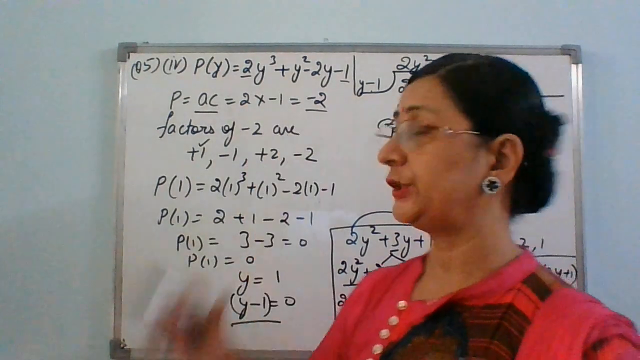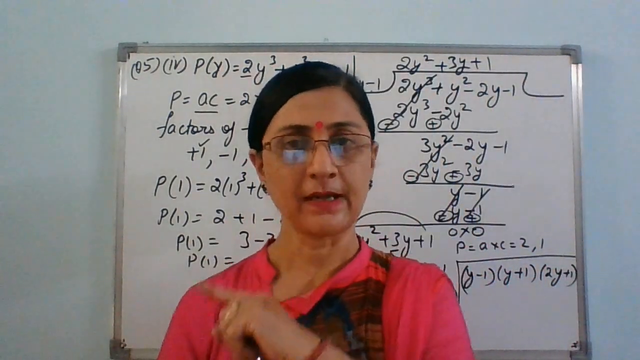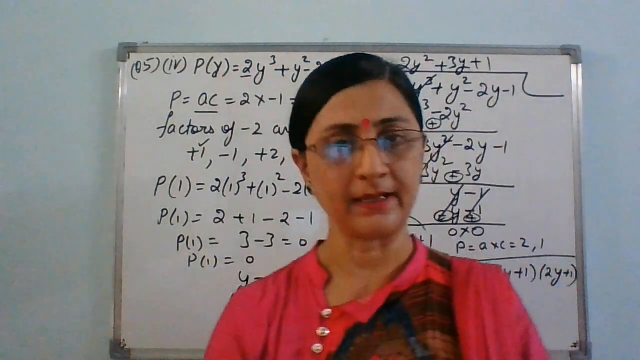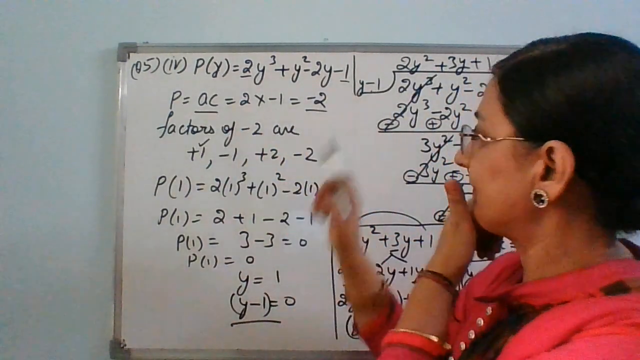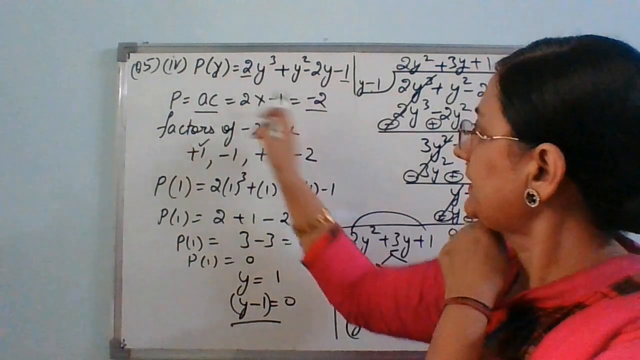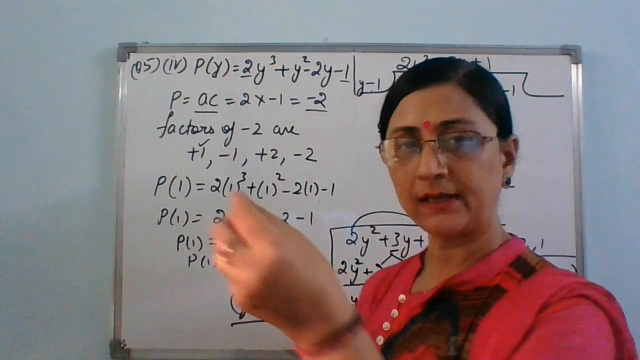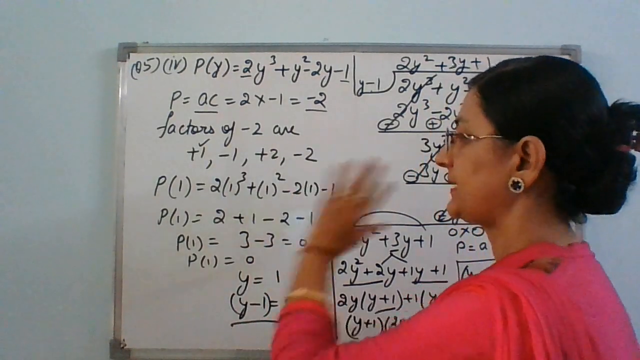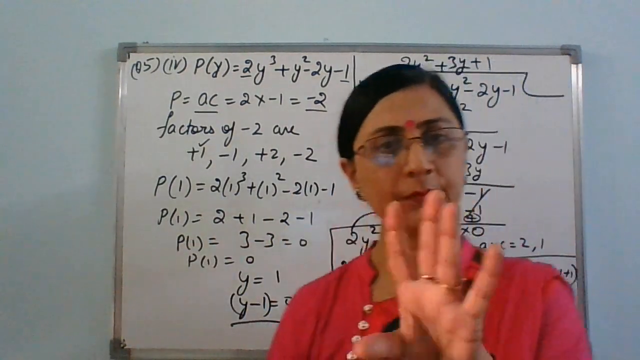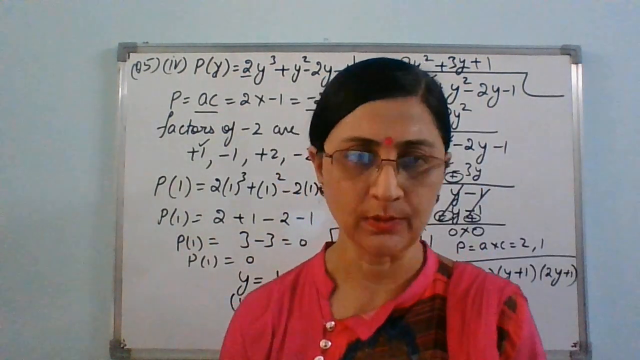What to do in the cubic one? In the cubic one, the first factor we find out just by hit and trial. Hit and trial means finding out the factors of p here, that is minus 2. These are the factors of that product. And try, hit and try by trying. Put 1 and see, put -1 and see, put 2, substitute -2 and check that among these 4 factors, from one of them 0 will come.